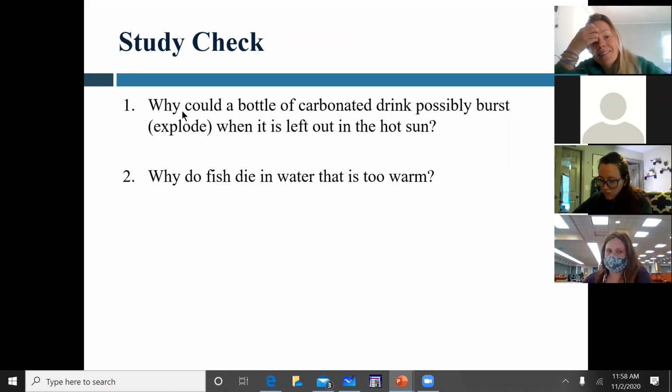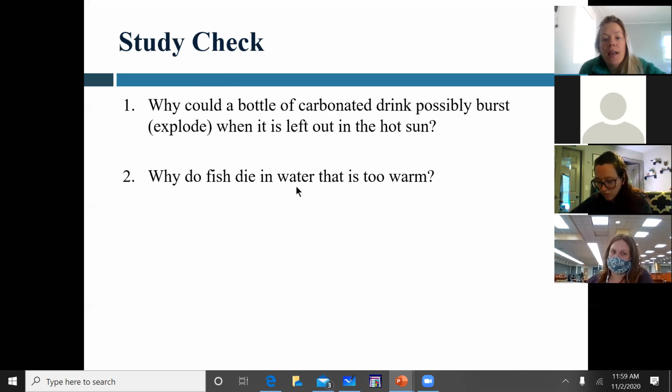So looking at this, okay, why could a bottle of carbonated drink burst or explode when it's left in the hot sun? So if you leave a can of Coke in your car, it can burst because all of that carbonation comes out of solution. It's no longer dissolved in the liquid. It becomes its gaseous form. And when it becomes a gas, it expands drastically. When it expands, it will bust the can open.